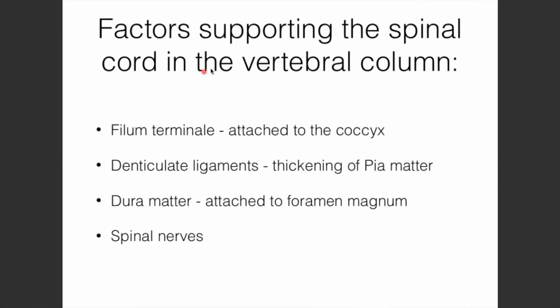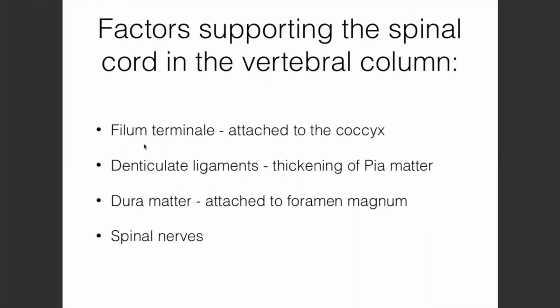Okay, so now the factors that support the spinal cord in the vertebral column. زي ما عارفين the spinal cord ده it's shorter than the vertebral column, so why does it not fall off? Or why does it not move? How does it stay in its place? So there are four factors that keep it in place, and it's kind of important to know them. Usually it's not an area of questions, but it's still important to mention.